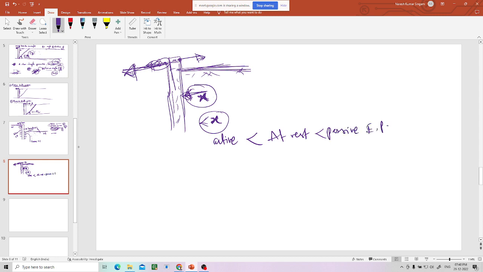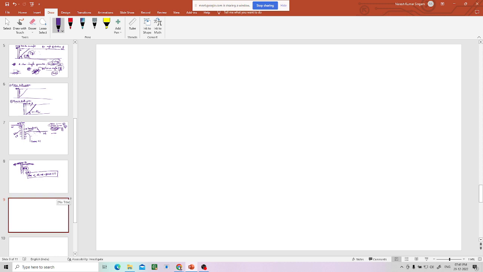So now active will be lesser than at rest, and at rest will be less than passive. This is the order of magnitude of pressures which are acting on the retaining wall. Now how to find them is the next question: how to find active earth pressure, passive earth pressure, and at rest earth pressure.